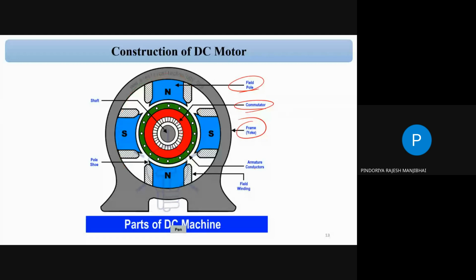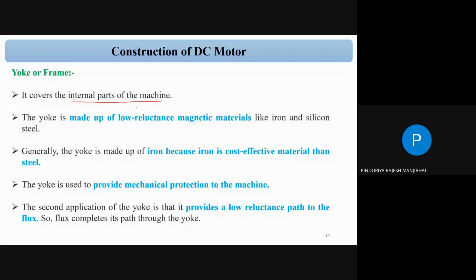But in an induction motor it is just reversed. The stator winding is the armature winding, and the rotor winding is the field winding. In a DC machine it is the reverse: the field winding is the stator winding. Then the pole shoe and shaft. So these are the major parts of DC machines.